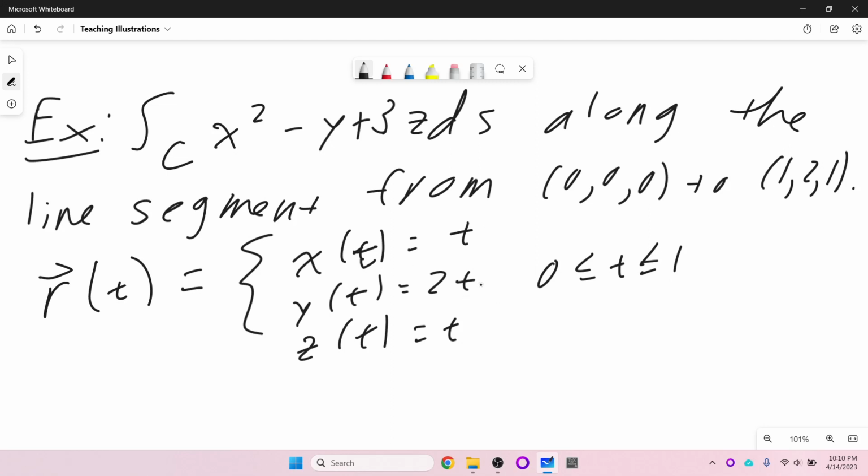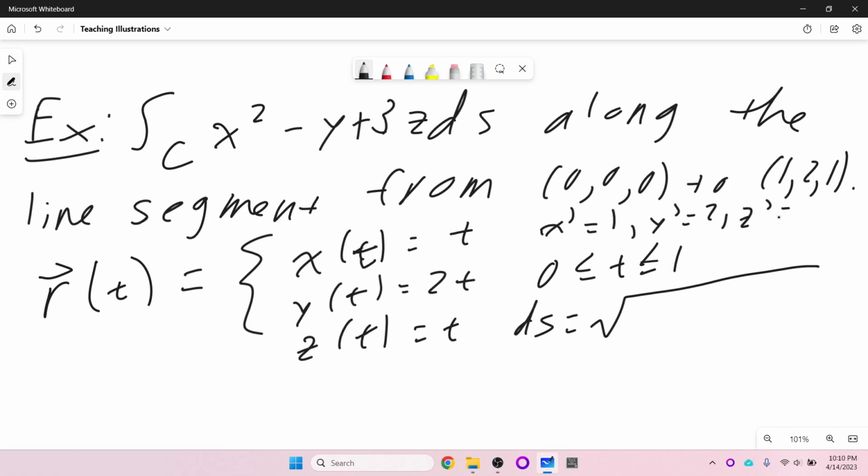And what about the ds? Well, ds would be square root of, let's see, x prime would be 1. Y prime would be 2. Z prime would be 1. So it would be 1 plus 4 plus 1, because we square each piece, is root 6 dt.